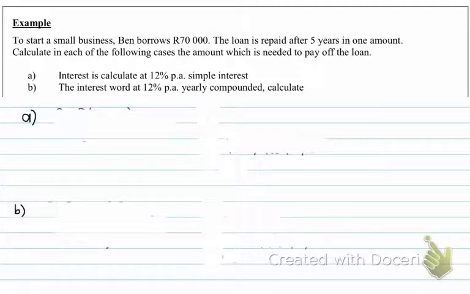Right, so they want us to calculate the final amount that I should pay off after 5 years. For the first one, A, if the interest is calculated at 12% per year, simple interest. Okay, so we need to use the simple interest formula.